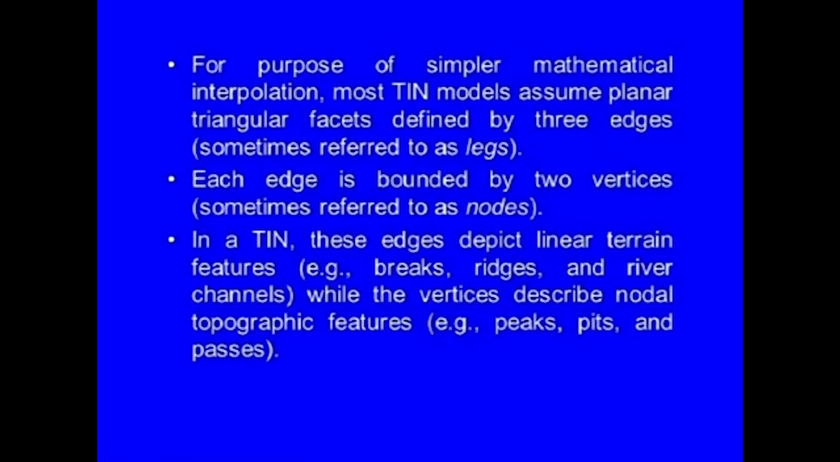For the purpose of simpler mathematical interpolation, most TIN models assume planar triangular facets determined by the three edges, sometimes referred to as a leg. Each edge is bound by two vertices, sometimes referred to as nodes. In a TIN, these edges depict linear terrain features, that is, breaks, ridges and river channels, while the vertices describe nodal topographic features, that is, peaks, pits and passes.